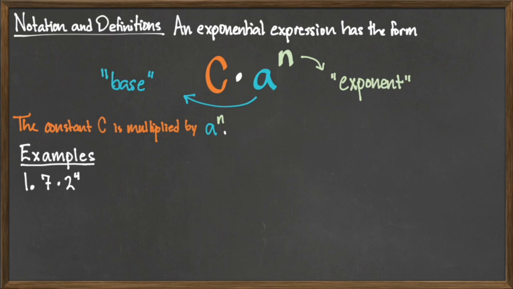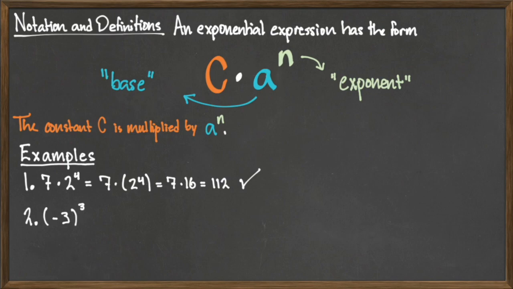That 7 is not being taken to a power of 4, only the 2 is. So this becomes 7 times 2 to the fourth, which is 7 times 16, which is 112. Next, consider (negative 3) to the third power. That negative is inside the parentheses, which means that power of 3 applies to it. So this expression is negative 3 multiplied by itself 3 times, which will yield an answer of negative 27.